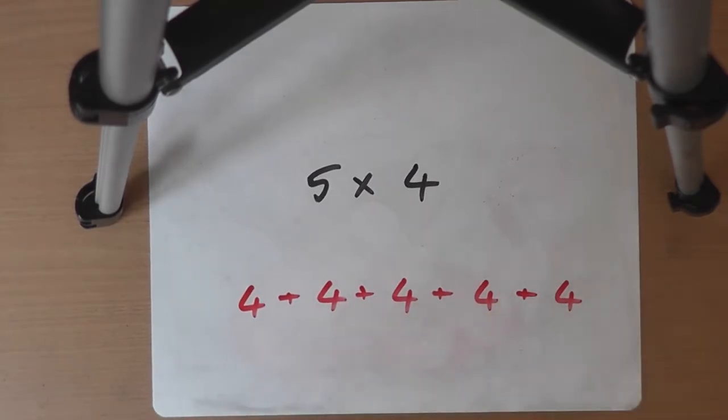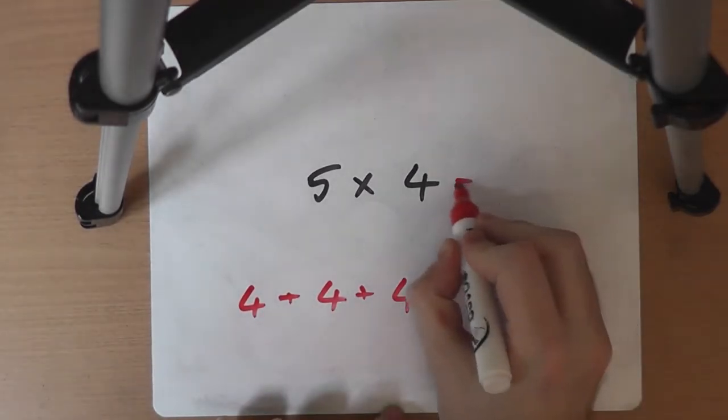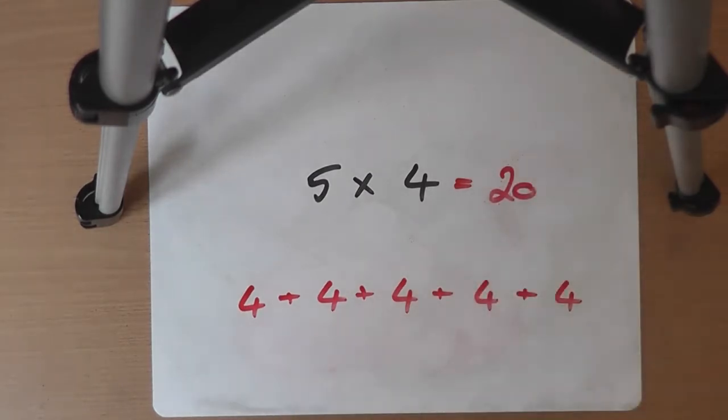And if we did that, we would find that we also had 20. And that's interesting, that 4 lots of 5 and 5 lots of 4 both give us the same answer. It's the same amount of stuff, just grouped differently.